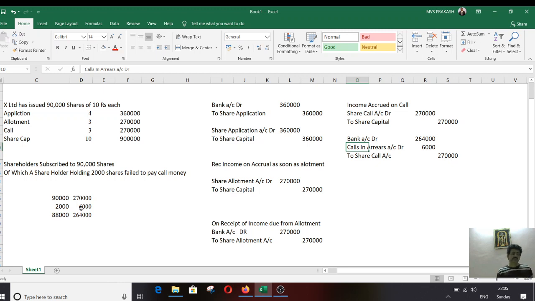Clear? So just take it down. Then we'll also discuss something called calls in advance. Then we'll proceed to interest on calls in arrears and interest on calls in advance, and how we do the accounting impact. With that, I can say the basic part of the company accounts is done.